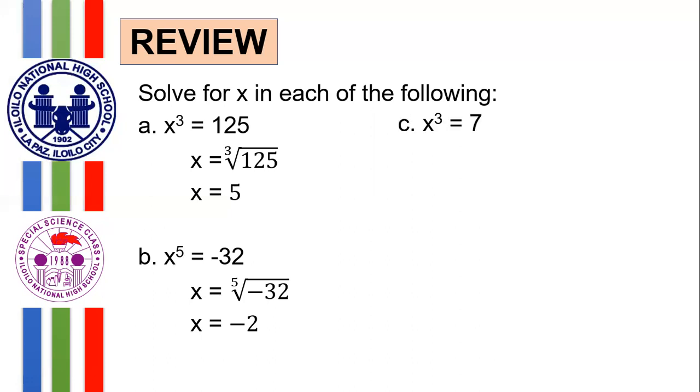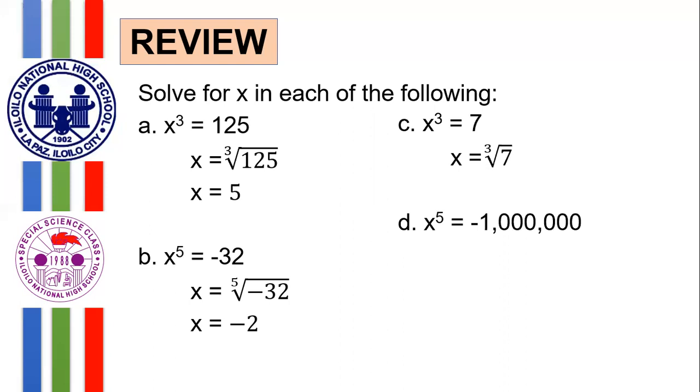Letter C, x cubed equals 7. This one is pretty straightforward. So x is equal to the cube root of 7. You could notice that 7 has no perfect cube factors except 1. Hence, this is already in simplest form and could no longer be simplified.